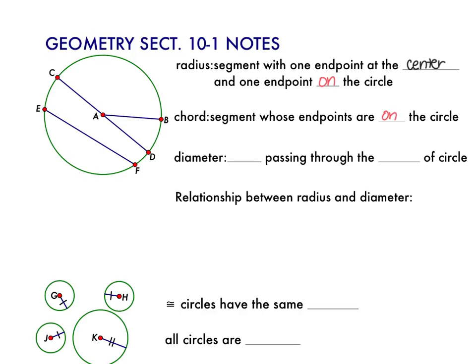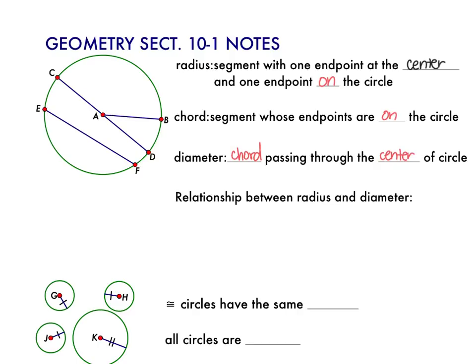Now a diameter, so CD is the diameter because it has endpoints on the circle and goes through the center. And that is also a type of chord since its endpoints are on the circle. So the diameter is a chord passing through the center of the circle.